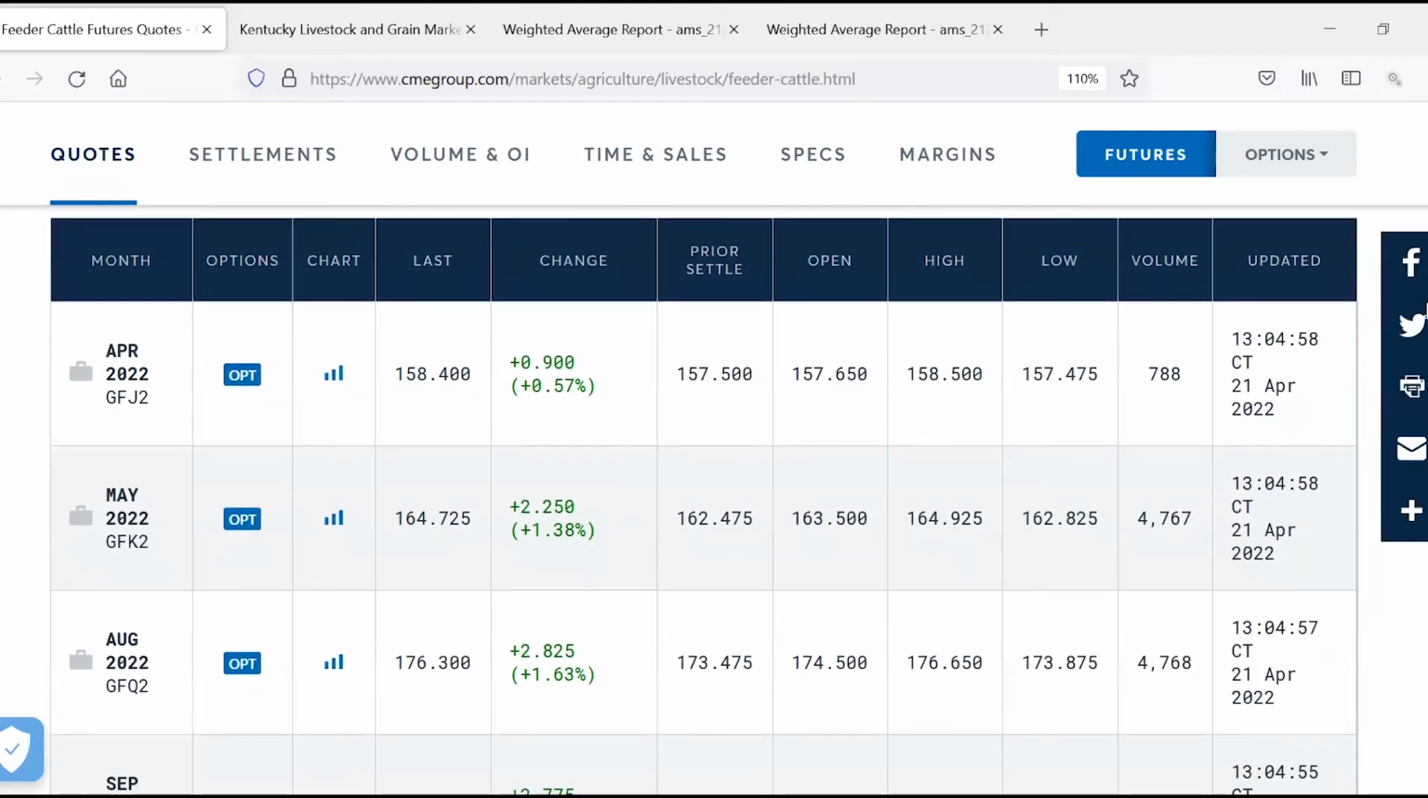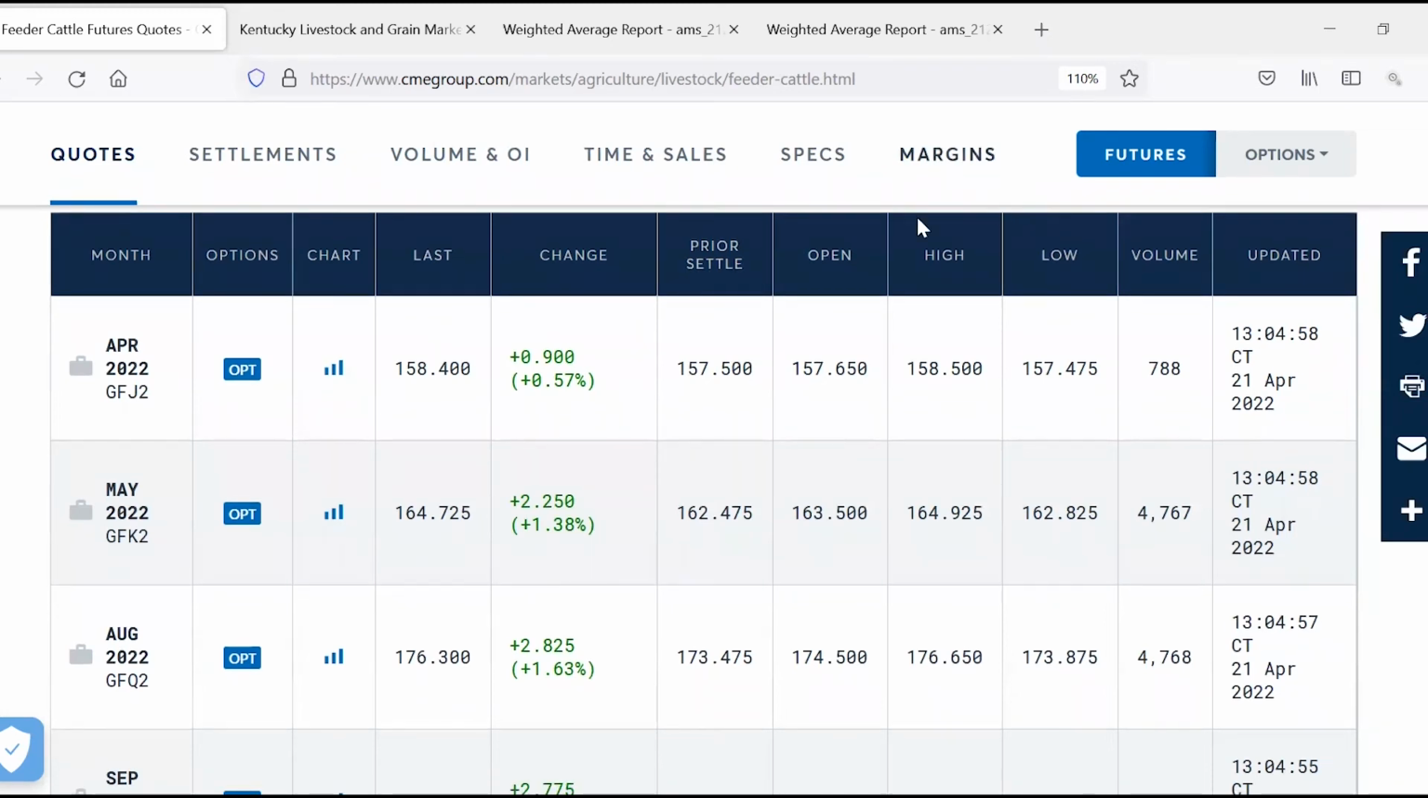Now, I could talk a lot about futures markets for many different things. I could talk about price risk management. I could talk about what all these columns mean. But what I really want to focus on here for the next minute or so is just what do the actual prices mean. So we're going to focus on this last column, this last category, which you can think of as being the current price, if you will, for feeder cattle futures. I've got April futures on the board at 158.40. I've got August on the board at 176.30.